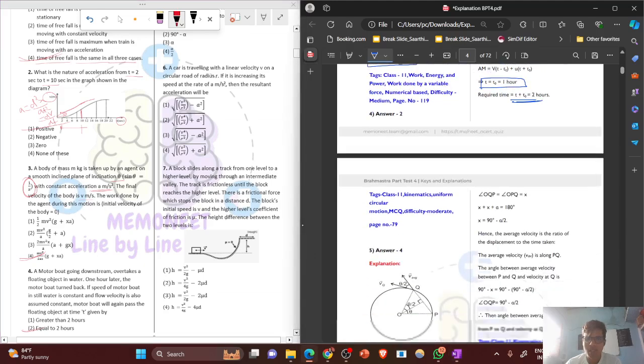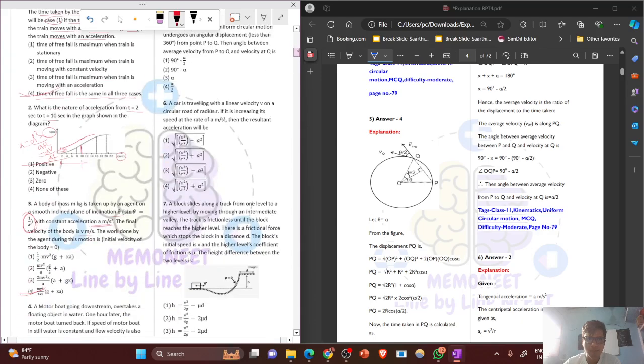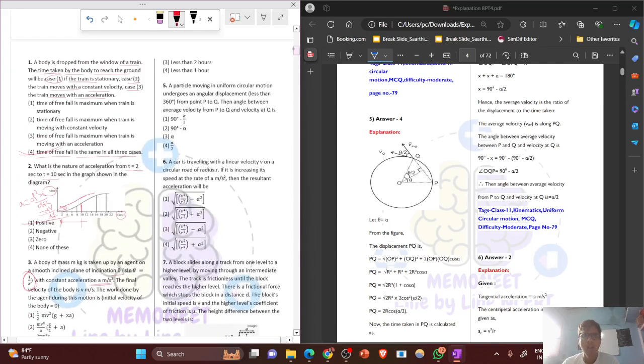Now moving to the next question. A particle moving in a uniform circular motion undergoes an angular displacement less than 360 degrees from a point P to Q. The angle between the average velocity from P to Q and the velocity at Q is... Okay, let's see what it's asking.